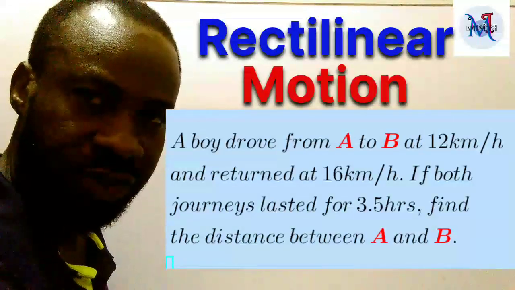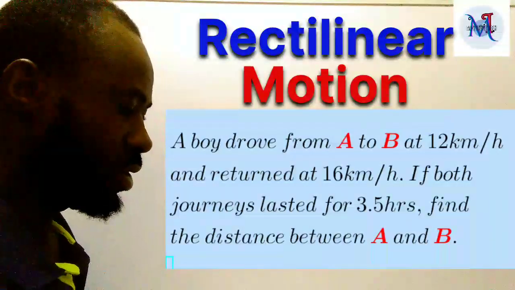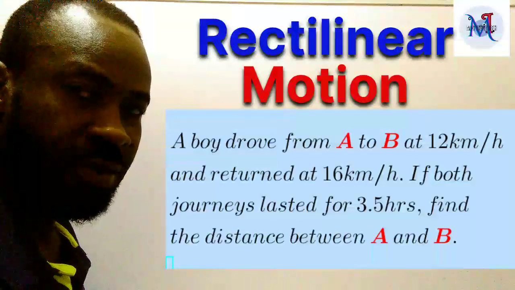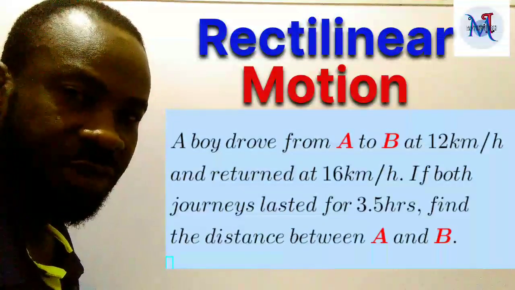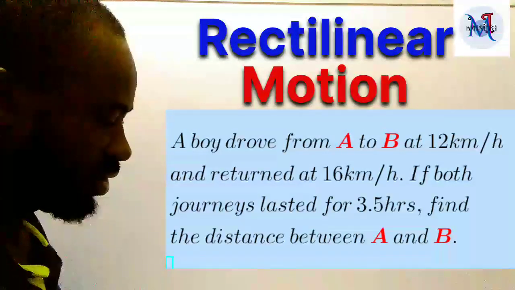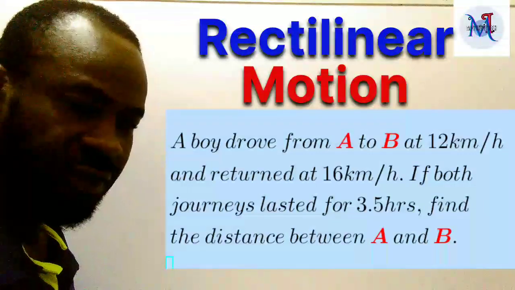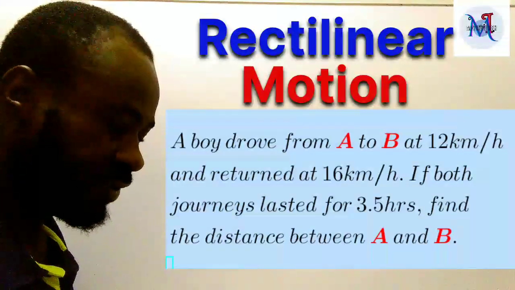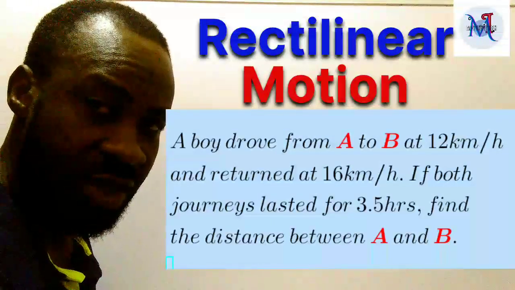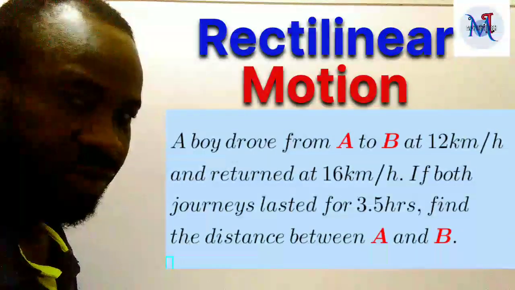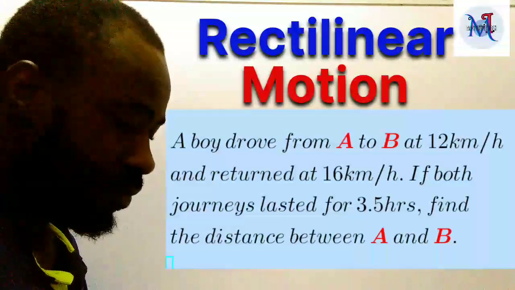Now let's look at the solution to this question I posted earlier. It says that a boy drove from point A to point B at 12 km per hour and returned at 16 km per hour. If both journeys lasted for 3.5 hours, find the distance between A and B. Okay, so let's see how to solve this particular question.